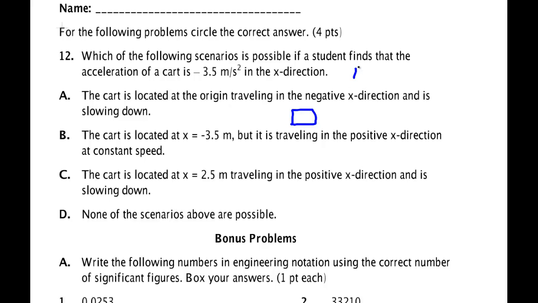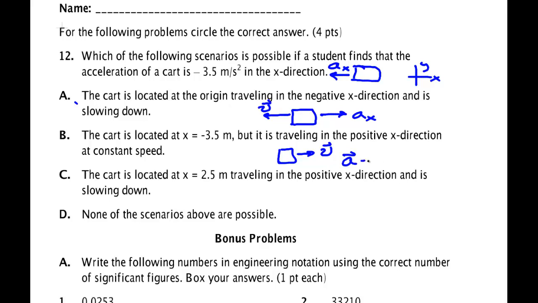Now what we know is that we're looking for a cart whose acceleration is pointed in the negative x direction. This says that he's traveling in this direction, v, and it says it's slowing down, which means that ax is in that direction. So that's not possible. Next one. Cart is located 3.5 meters but is traveling in the positive direction, moving away, at constant speed. Well, constant direction, constant speed means that the acceleration is 0.